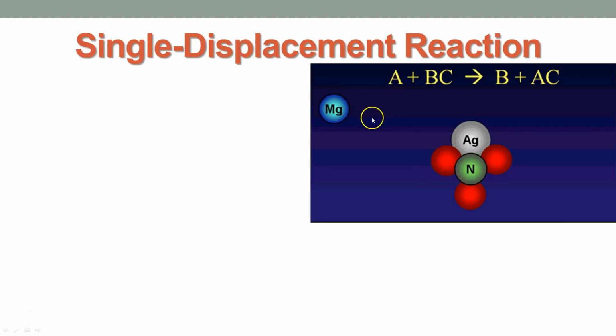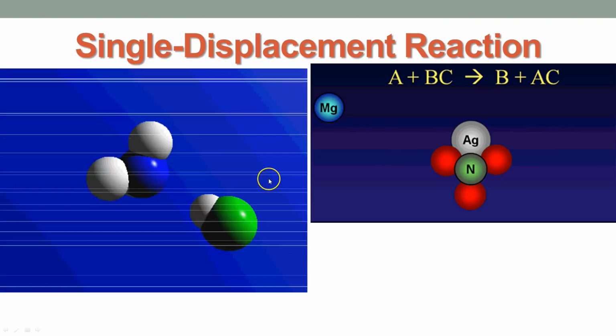Some examples. I have A plus BC is going to make B plus AC. So here the magnesium is taking the silver's place right here. So it switches it out. Nothing happens here. It's just the magnesium replaces the silver in that compound.